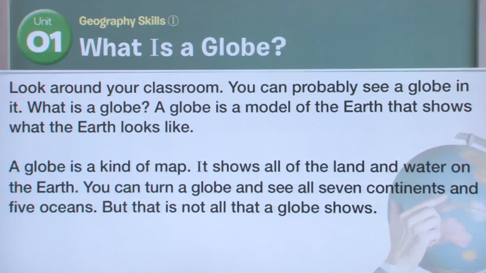What is a globe? Okay, let's find out and read together. We can get the answers together. Ready? Look around your classroom. You can probably see a globe in it. What is a globe? A globe is a model of the Earth that shows what the Earth looks like. A globe is a kind of map. It shows all of the land and water on the Earth. You can turn a globe and see all 7 continents and 5 oceans. But that is not all that a globe shows.